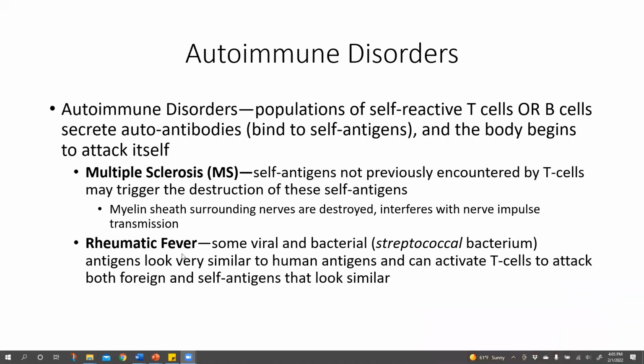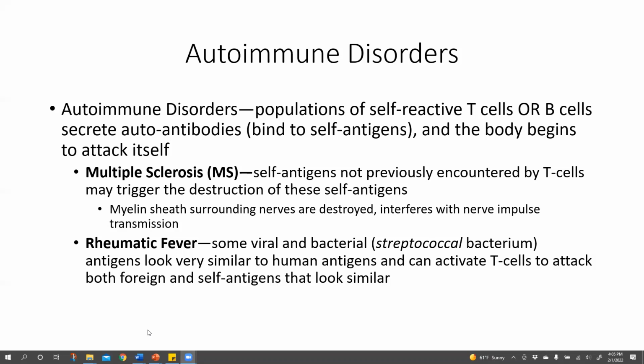Now, last but not least, we've got autoimmune disorders. Your autoimmune disorders are going to be the result of populations of self-reactive T cells or B cells, okay, that secrete autoantibodies. Okay. These are going to bind to self-antigens.